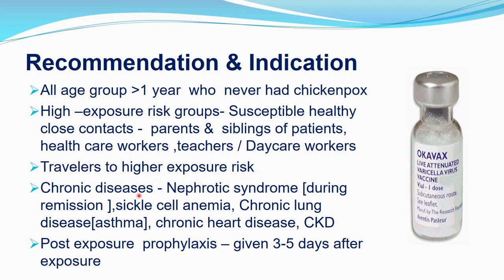And in chronic diseases like nephrotic syndrome during remission, sickle cell anemia, chronic lung disease like asthma, chronic heart disease, chronic kidney disease, all these children should get the chickenpox vaccine. And post-exposure prophylaxis is given within 3 to 5 days after the exposure to a patient having chickenpox. So these are the recommendations.